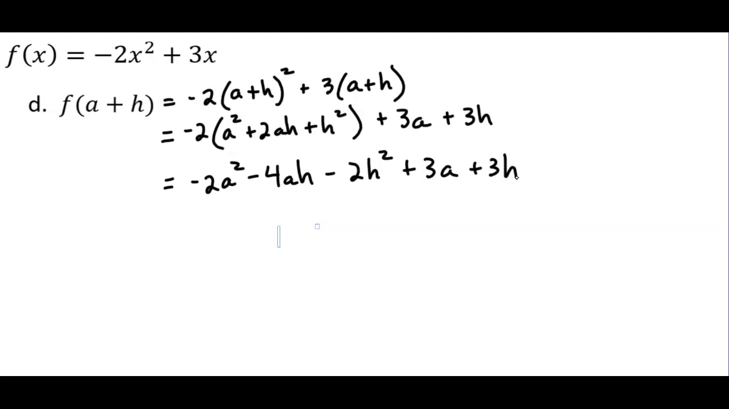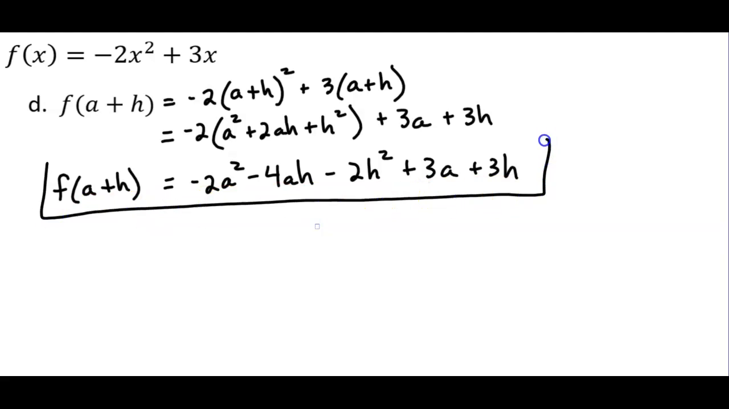You would look for any terms that might be like terms that you could combine. We don't see any. We're not going to try to do any fancy factoring or anything here. Usually when they're polynomial in nature, we just leave it multiplied out and simplify if we can. This one doesn't simplify, so we're done. Okay, so that was evaluating functions.